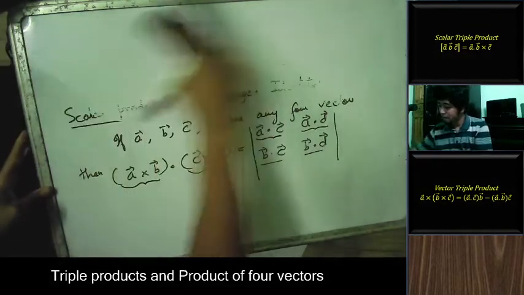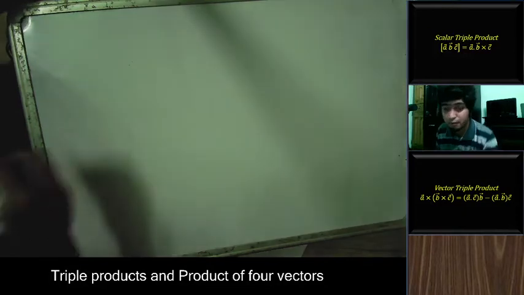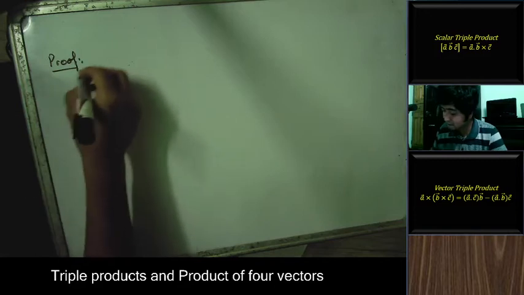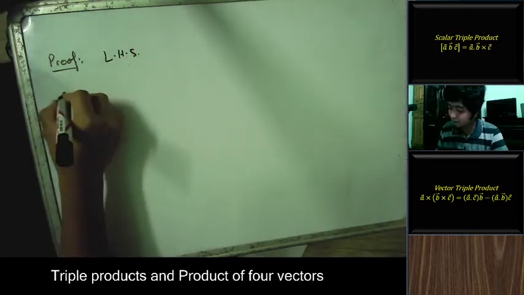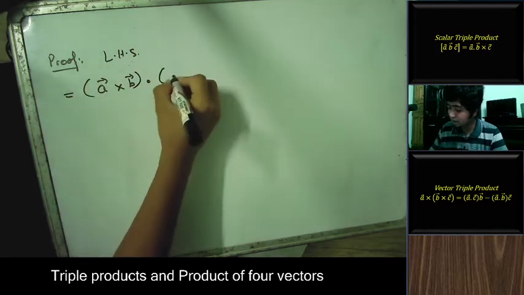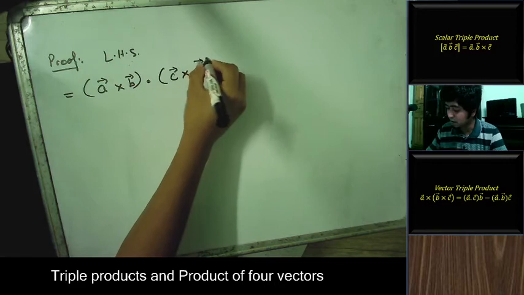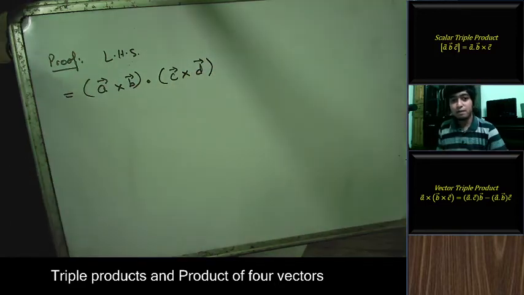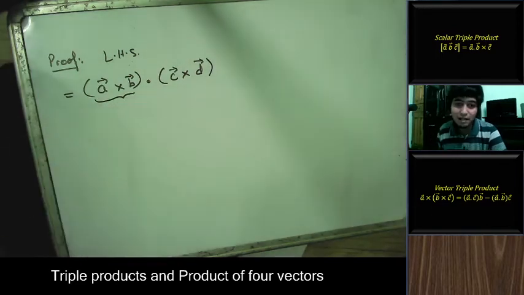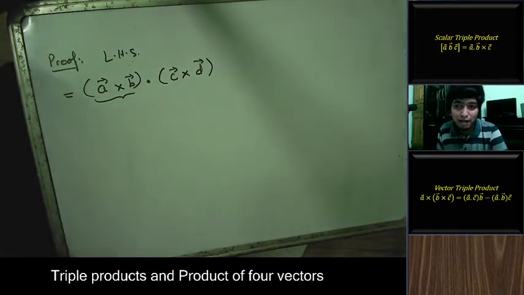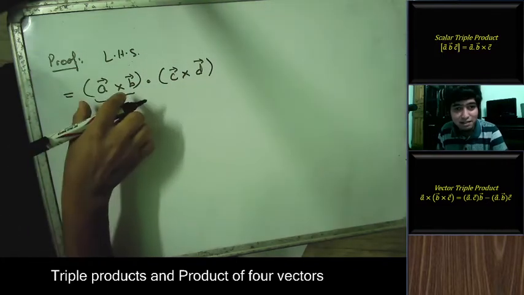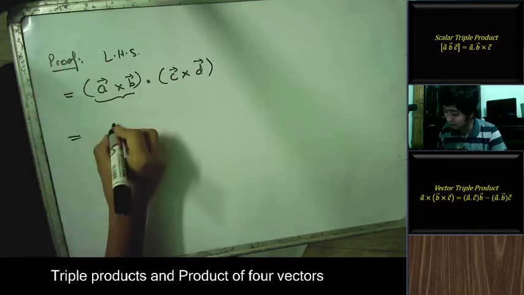Okay, proof. This is the proof for Lagrange's identity. The proof goes like this. Let us just take the left hand side. The left hand side is equal to A cross B dot C cross D. What we can do over here is replace A cross B by another vector. Why are we replacing it? So that it will turn into a triple product. Because A cross B is a vector, we can replace it with another vector.